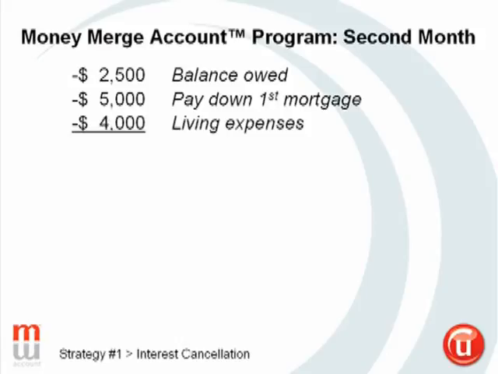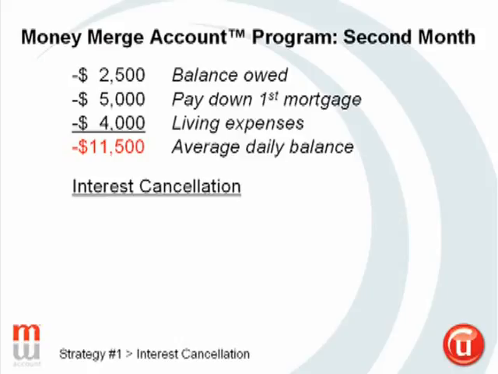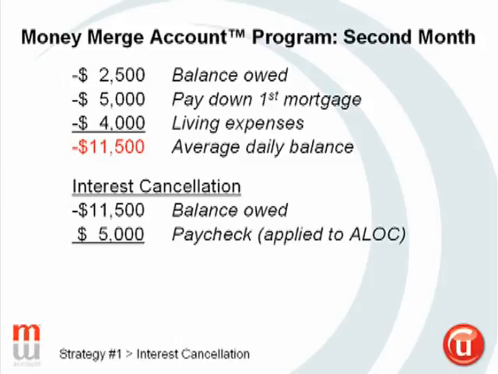Now, being that we're in month 2, John and Rebecca Jones need $4,000 to pay their living expenses for month 2, and that will give them a new balance of $11,500. Let's look at interest cancellation. John and Rebecca have a balance of $11,500. They're going to apply their $5,000 paycheck.